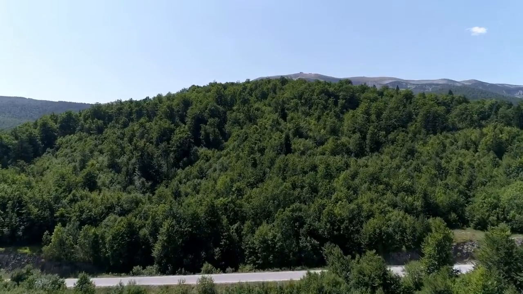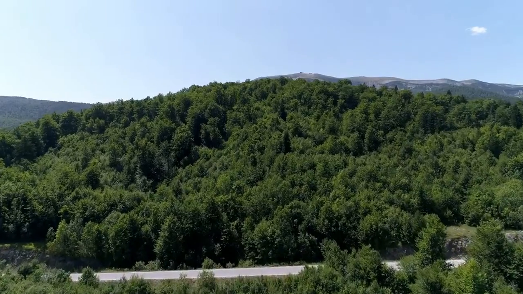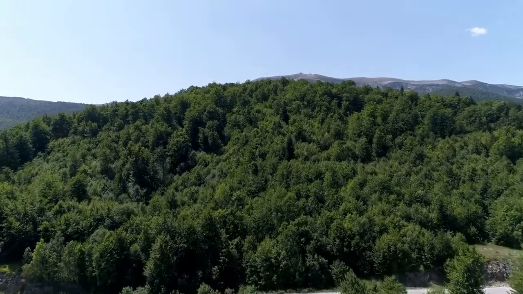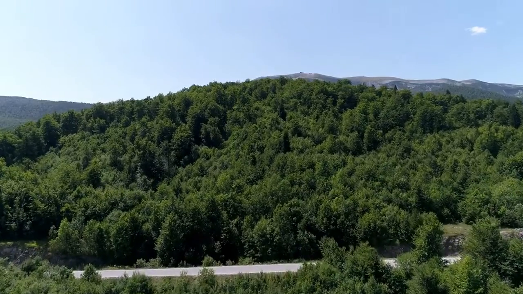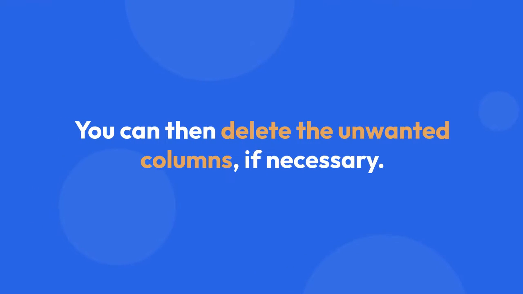You would select your data, go to the Data tab and click Text to Columns. Choose Delimited and select comma as the delimiter. This will separate your data into different columns based on the comma, effectively removing the commas as delimiters. You can then delete the unwanted columns if necessary.